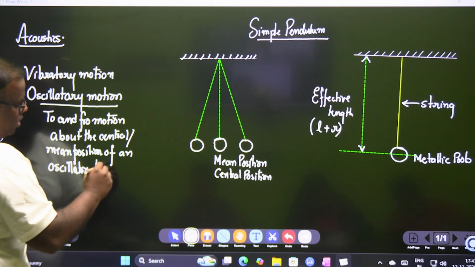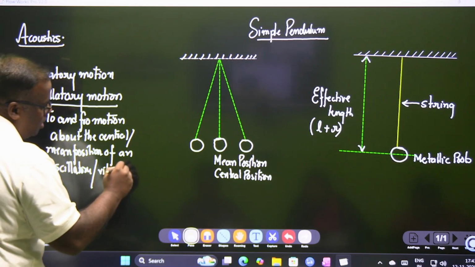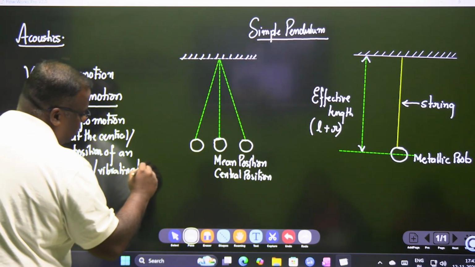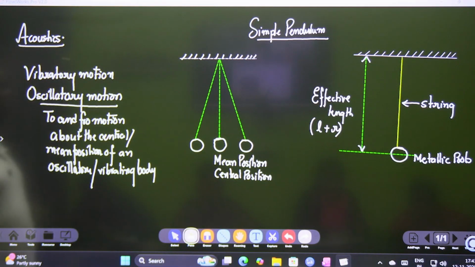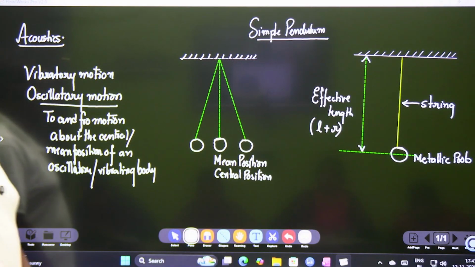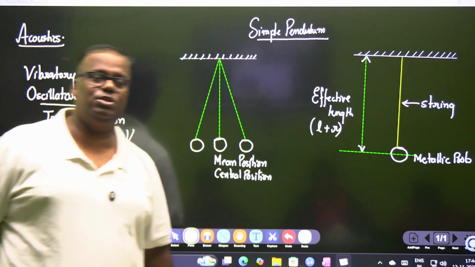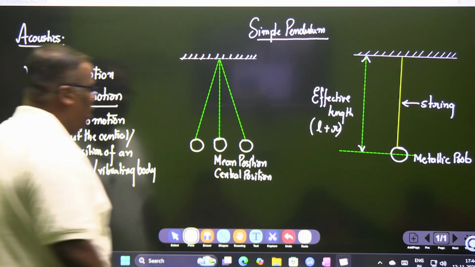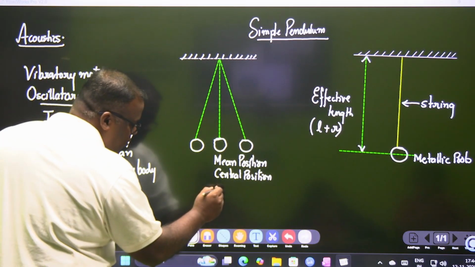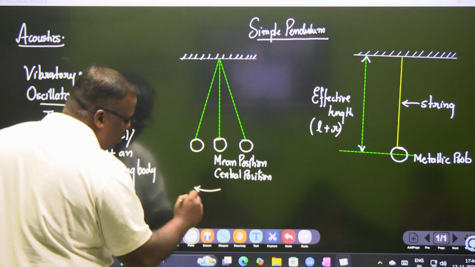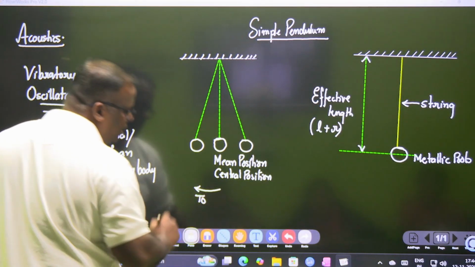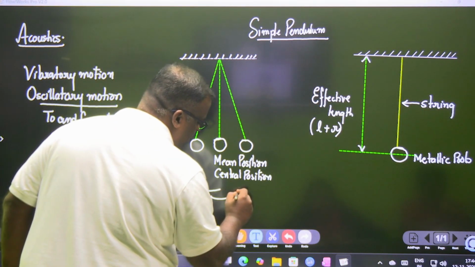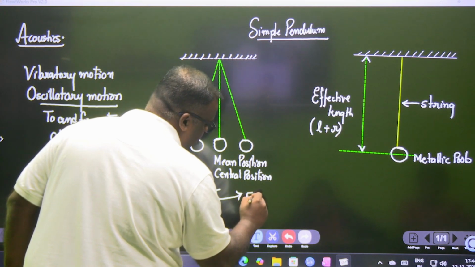or a vibrating body. Let us slowly try to understand. An oscillatory or a vibrating body. Who is the oscillating or the vibrating body? The pendulum itself is the oscillating or vibratory body. To and fro motion. That means when my pendulum goes on this side, I give it a name called to, right? And when the pendulum again comes back on this side, I call it a fro motion.